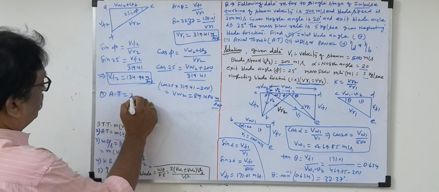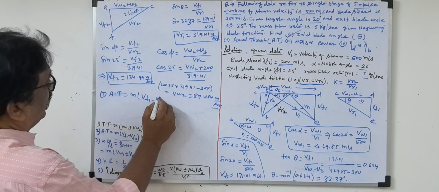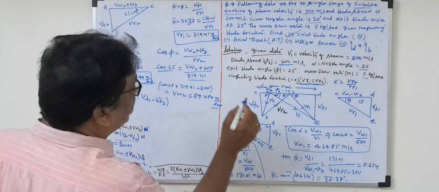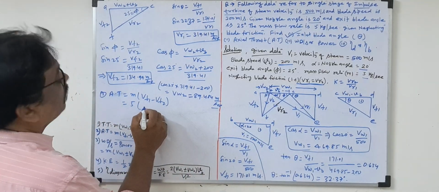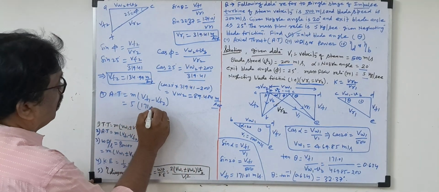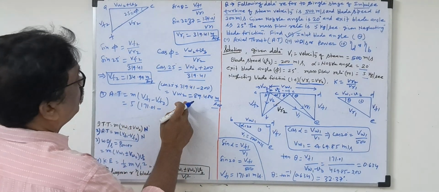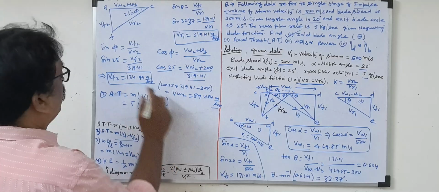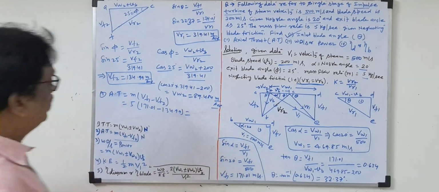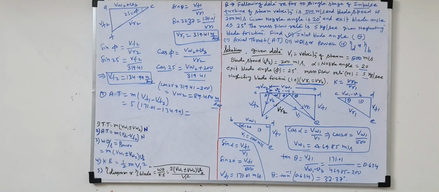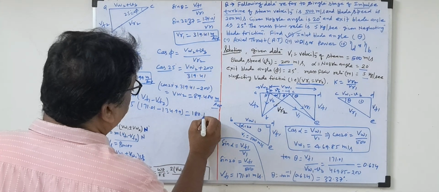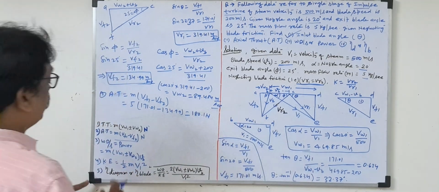Axial thrust, what they're asking? M times (Vf1 minus Vf2). M is given as 5 kg per second. Vf1 we know, 171.01, minus Vf2, which we just got, 134.99. So we know the axial thrust here. The axial thrust calculation gives 180.1 Newton.